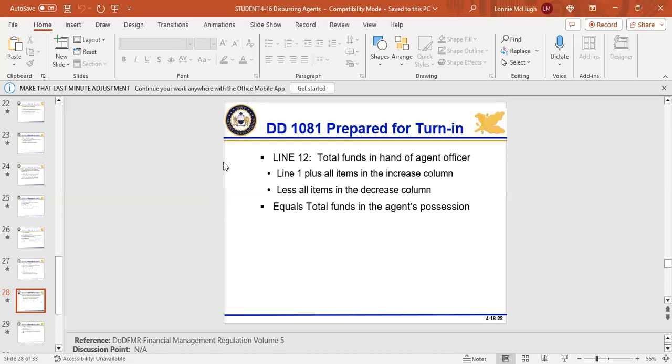All right. So if you look down past the lines 1 through 12 on the 1081, you will see 4 blocks. And the top 2 say on advance. So those will be X'd out when the dispersing officer is filling this out to the agent. The bottom ones will be on return. So that is when the agent is filling this out and depositing with the dispersing officer.